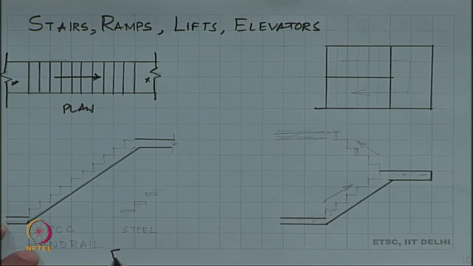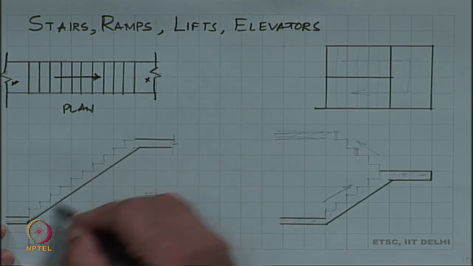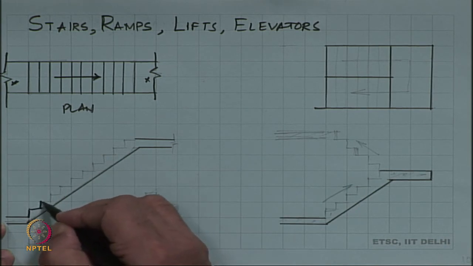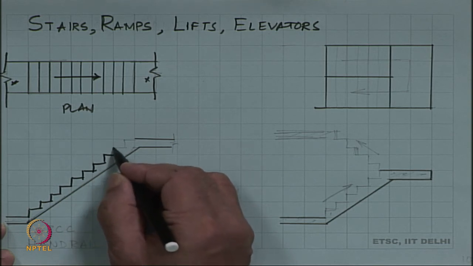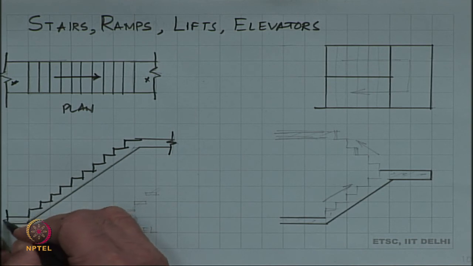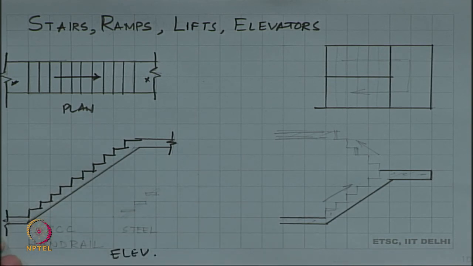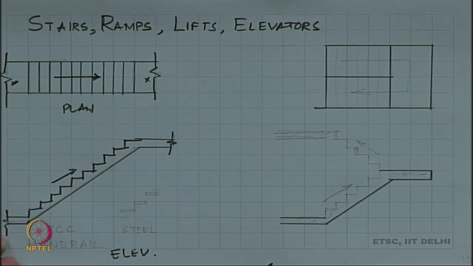In the elevation view, it is a staircase which could be, say, made with a concrete slab over there, and then these are again all cast in concrete with, of course, reinforcing steel. Here we do not need to give an arrow, but it is quite clear that the stairs rise left to right. So, this is the depiction in the plan view, this is the depiction in the elevation view.